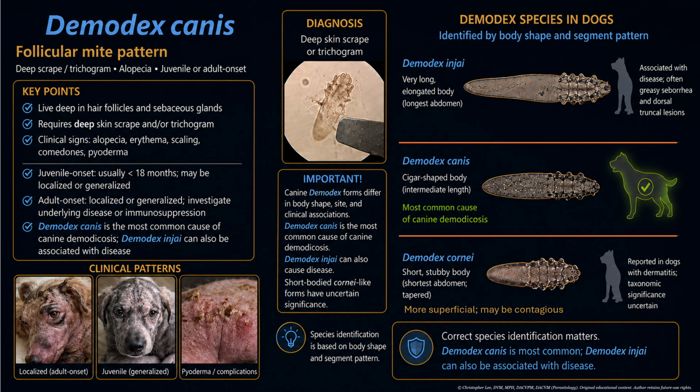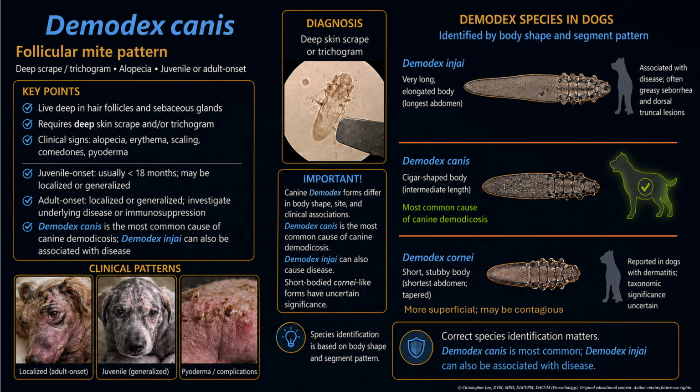Most canine demodicosis is not considered contagious. Puppies normally acquire Demodex from the dam during close contact shortly after birth, and clinical disease usually reflects abnormal mite proliferation related to host susceptibility. The possible exception is the short-bodied cornea-like form, which CAPC notes may be contagious. So direct transmission between dogs remains a consideration with that form.